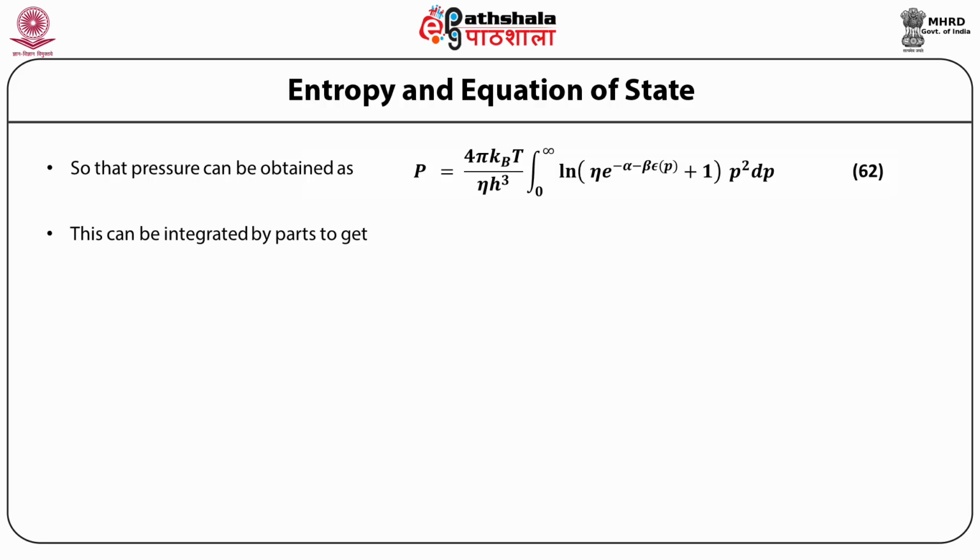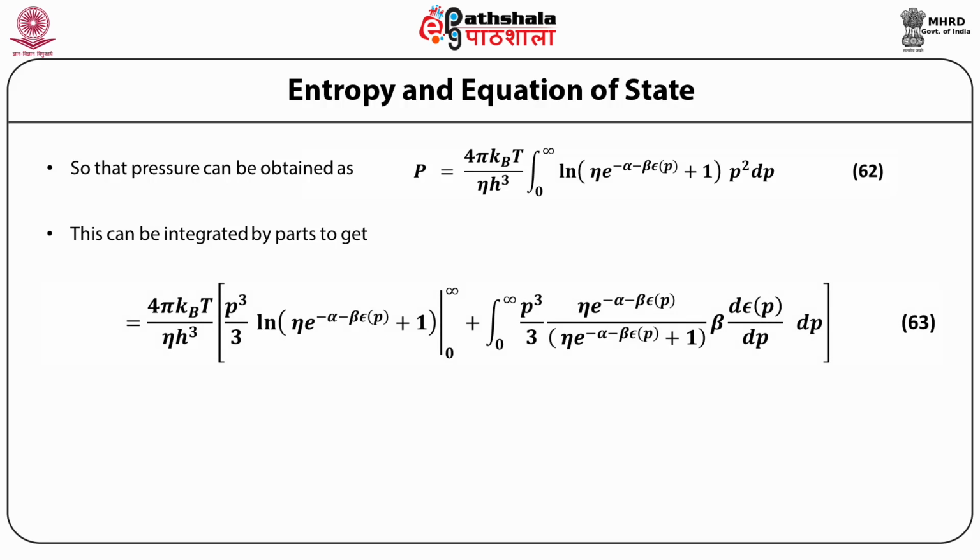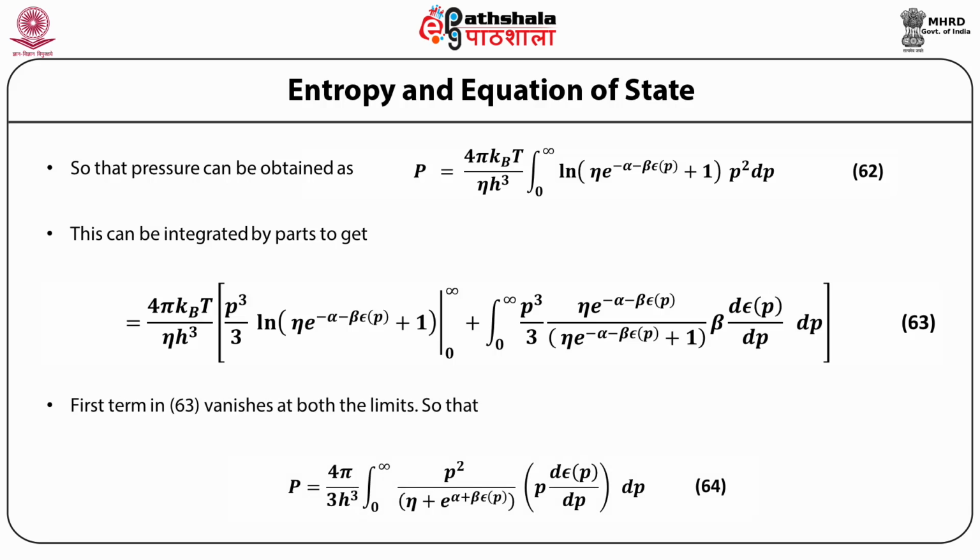This can be integrated by parts to get 4π kBT/(η h³) multiplied by [p³/3 log(η e^(−α−βεp) + 1)] with limits going from 0 to infinity, plus the integral from 0 to infinity of (p³/3) η e^(−α−βεp)/(η e^(−α−βεp) + 1) multiplied by β dεp/dp dp. The first term in 63 vanishes at both the limits, so that P is equal to 4π/(3h³) times the integral from 0 to infinity of p²/(η + e^(α+βεp)) multiplied by p dεp/dp dp.